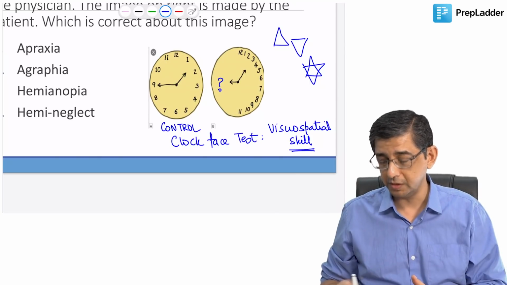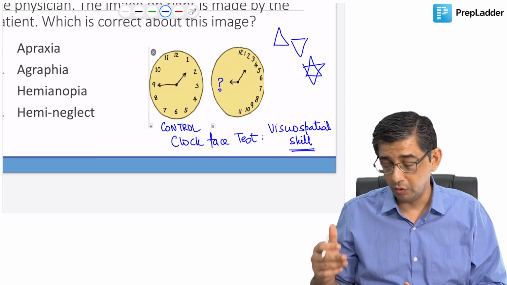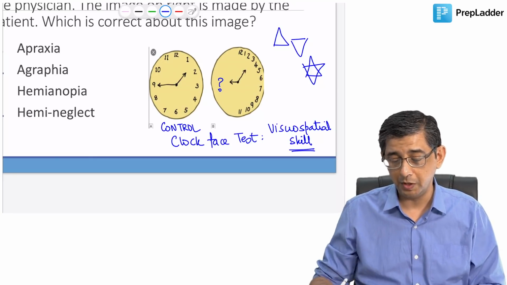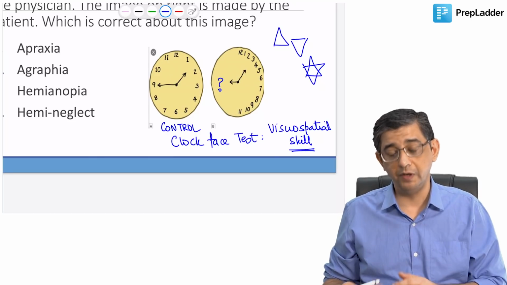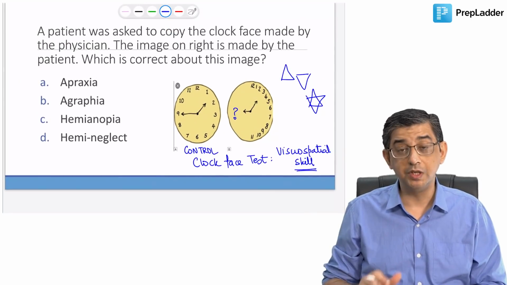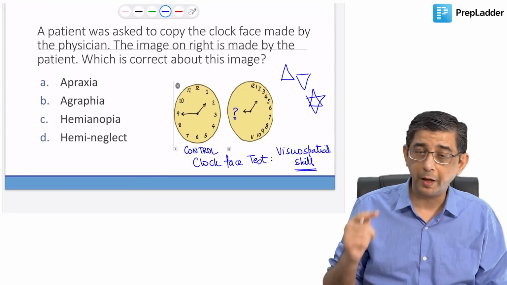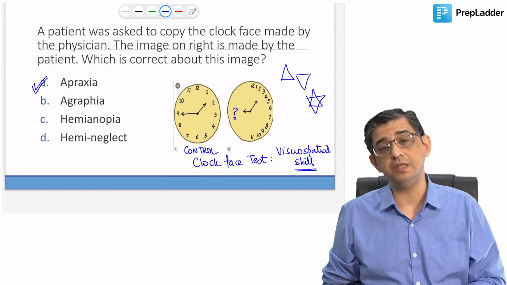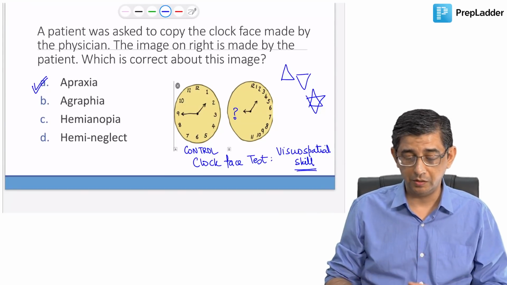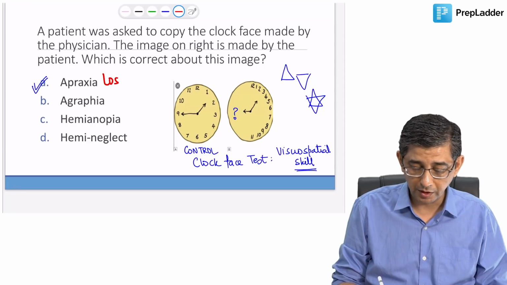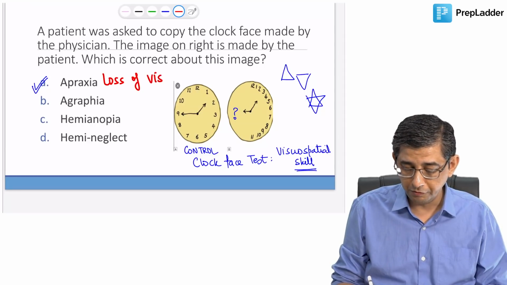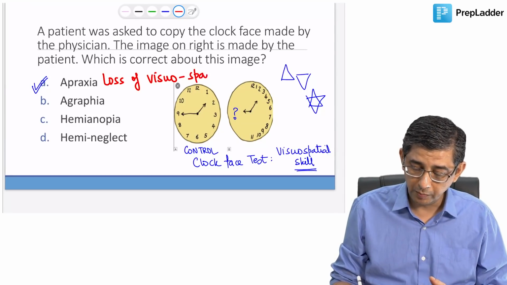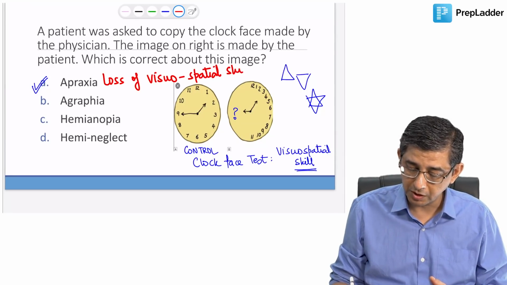That is visuospatial skills. But a person who has loss of visuospatial skills is not going to be able to draw these geometrical shapes, or copy the clock the right way. So the correct answer for this MCQ is wrongly mentioned by a lot of people as hemi-neglect on various forums. The correct answer is constructional apraxia. What does apraxia mean? The basic meaning of apraxia is that there is loss of ability to see, analyze and draw. The meaning of the word apraxia here is loss of visuospatial skills.